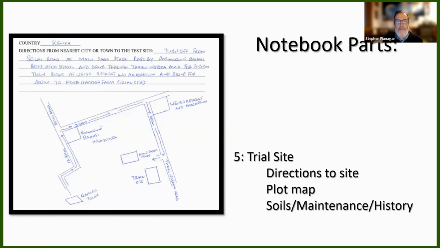GPS can be used in this. You can use Google Maps to show how to get to a site. You can also blow up Google Maps and actually show the exact location. As well, you're going to have information in this section about the soils of the site, the maintenance, and the history behind that plot. So again, it's a completeness of data for the trial site.